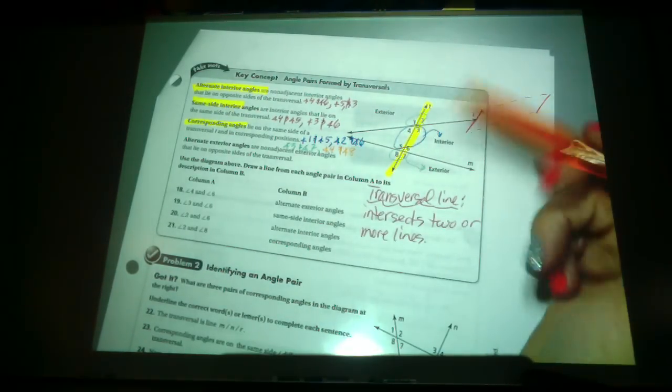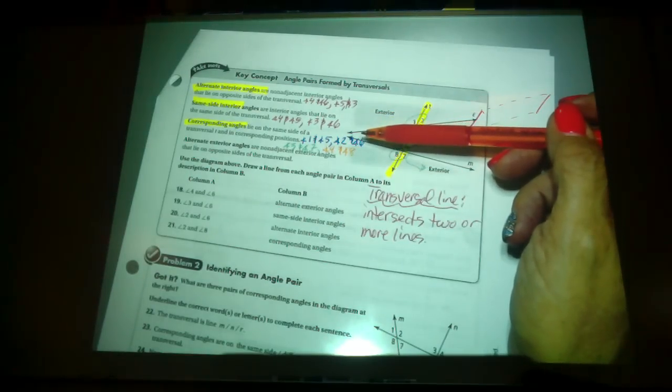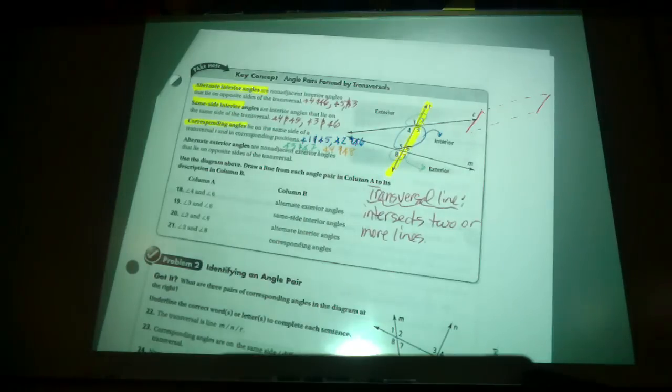So it's really a lot of what you're going to be doing on tonight's homework is identifying angle pairs. Make sure you're using proper notation. And make sure you're checking your answers, because you want to know before we hit tomorrow's lesson whether you understand how to name an angle.